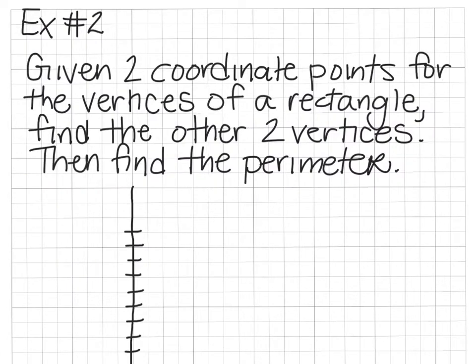Here we're going to do example number 2, and it says, given two coordinate points for the vertices of a rectangle, find the other two vertices, then find the perimeter. So it's going to give you 2 points, and those are going to be 2 of the vertices of a rectangle. That means that it's 2 of the corners of the rectangle. And you have to find the other 2 corners or vertices, and once you have those, then you can find the perimeter. So the 2 points that were given are (4, -12) and (11, 16).